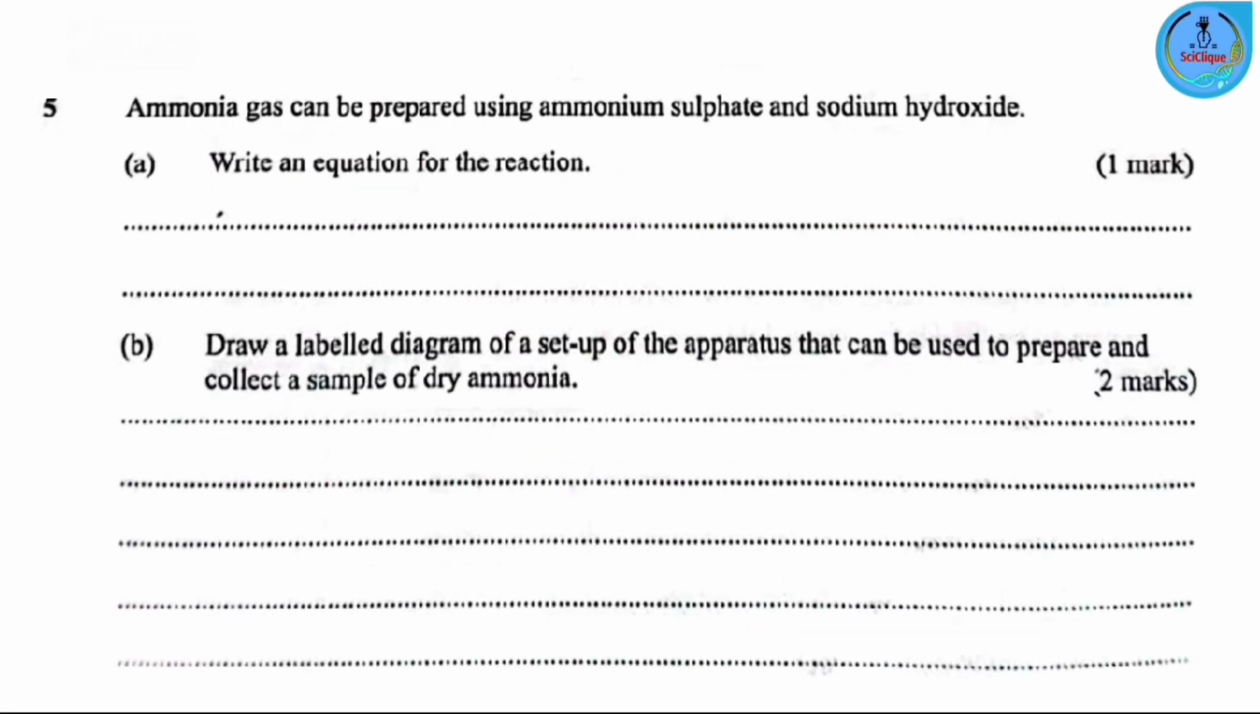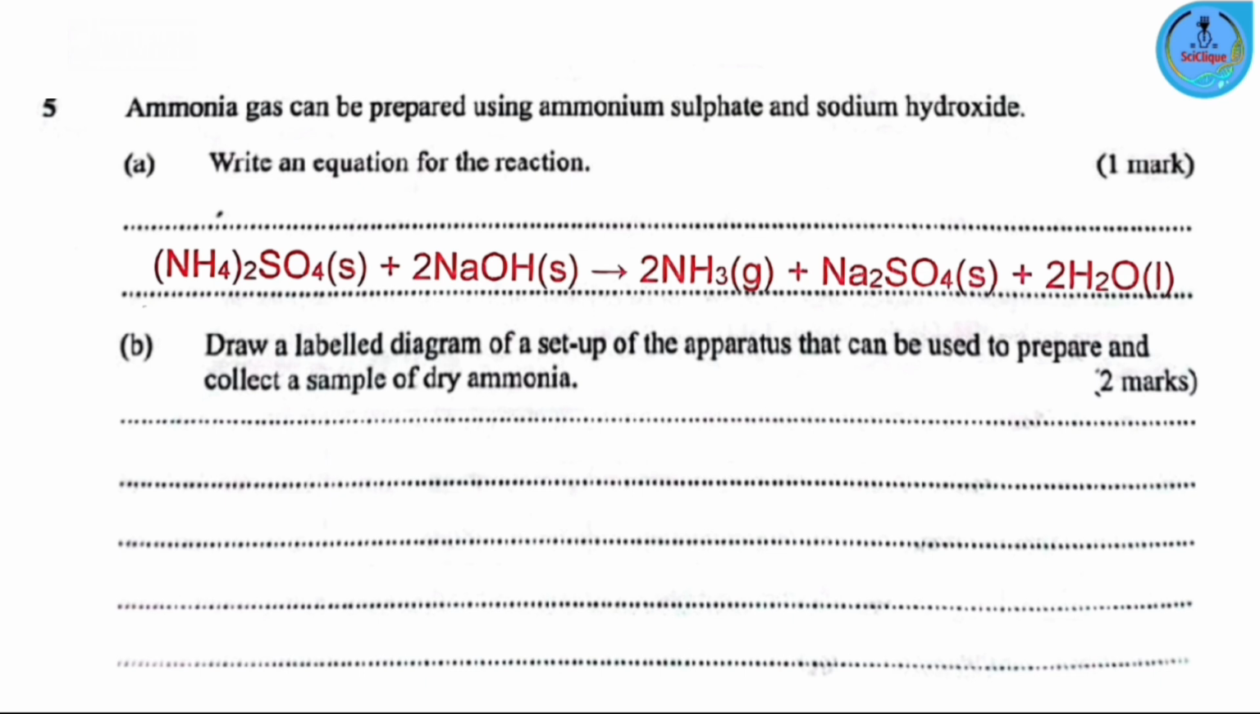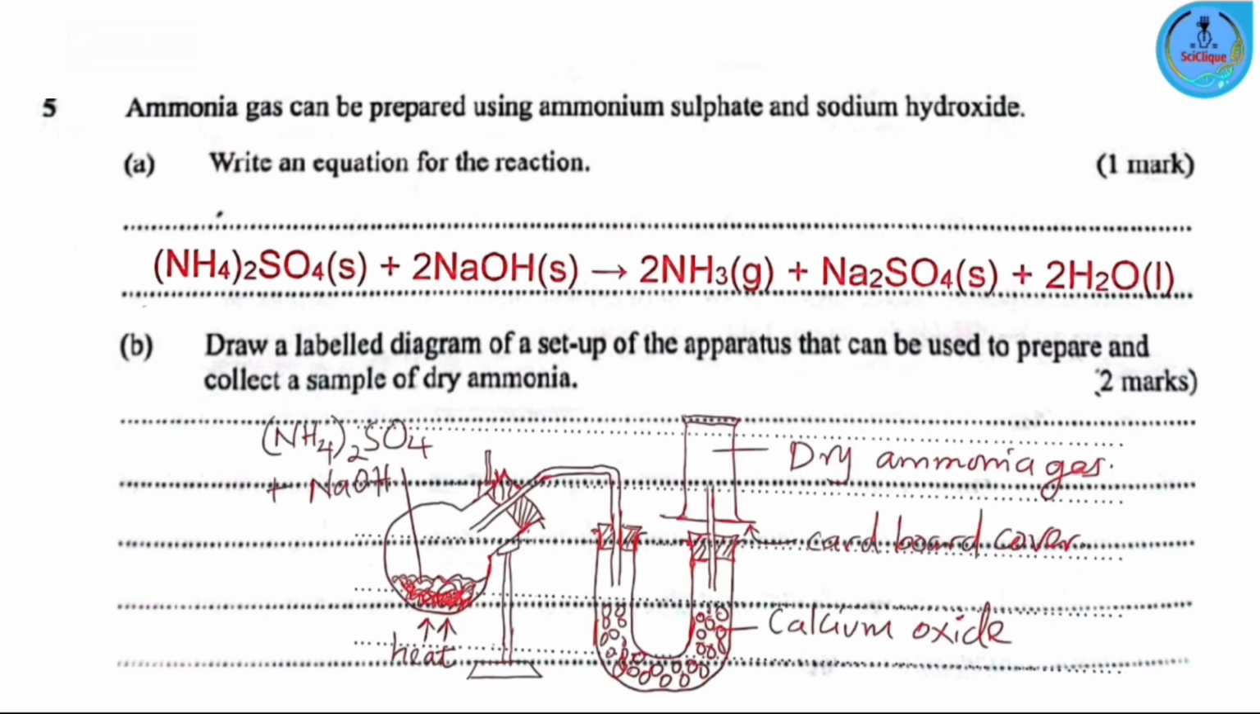Question number 5. Ammonia gas can be prepared using ammonium sulfate and sodium hydroxide. Part A. Write an equation for the reaction. So ammonium sulfate reacts with sodium hydroxide, leading to the formation of ammonia, sodium sulfate, and water. Part B. Draw a well-labeled diagram of a setup of the apparatus that can be used to prepare and collect a sample of dry ammonia. So there we have our setup.